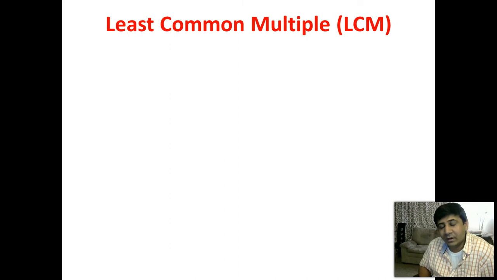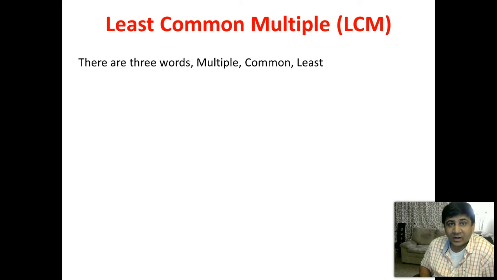Now before I get into the details of how to find it, let me explain what it means. There are three words if I read it backwards: multiple, common and least. Let me explain each one of them, so that everything is crystal clear for you.